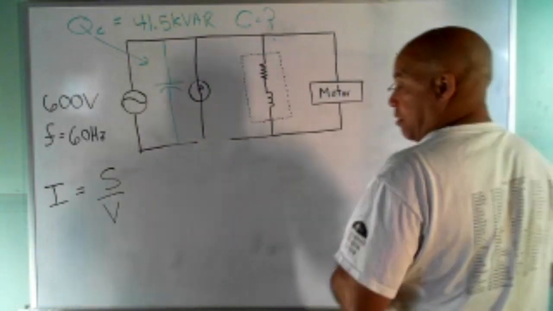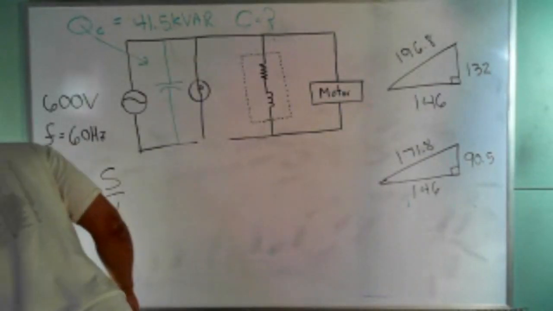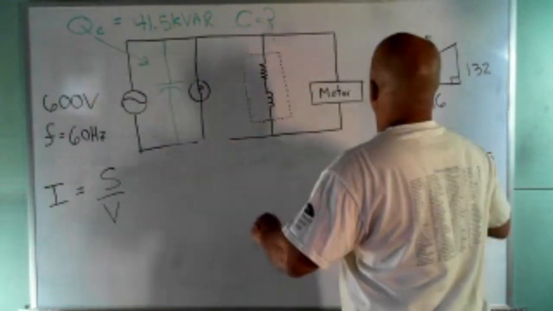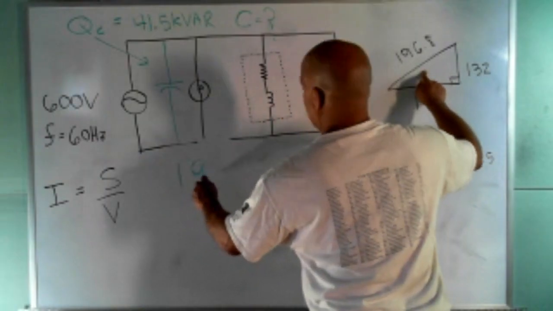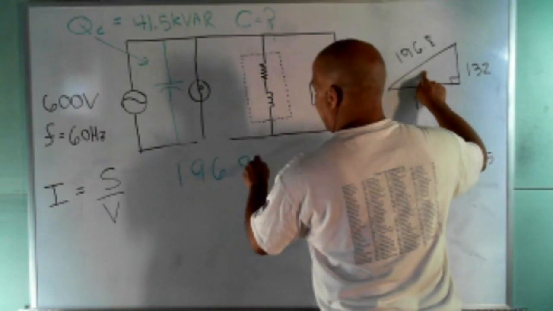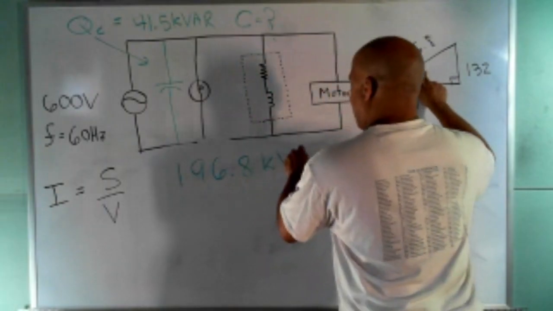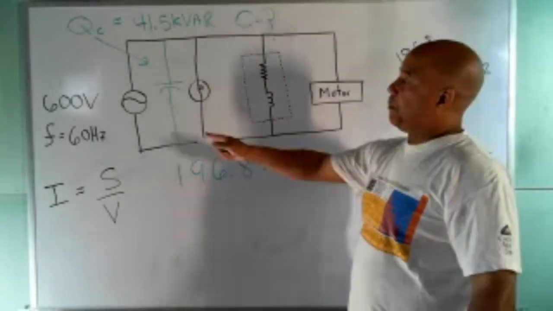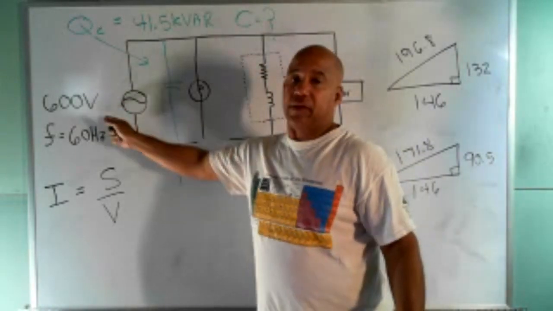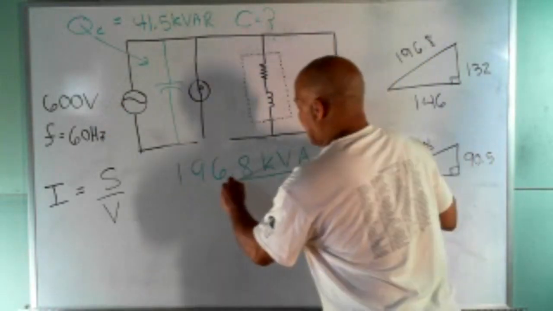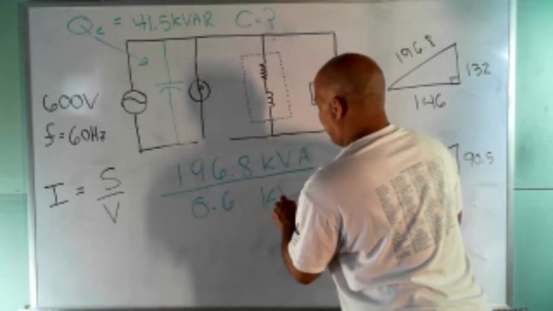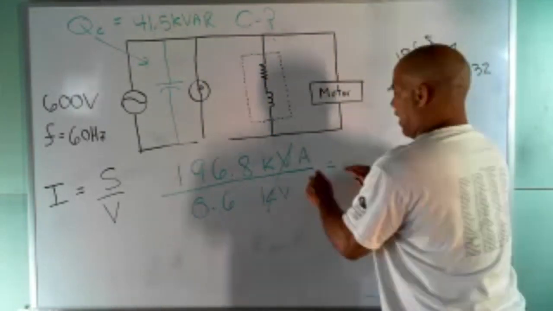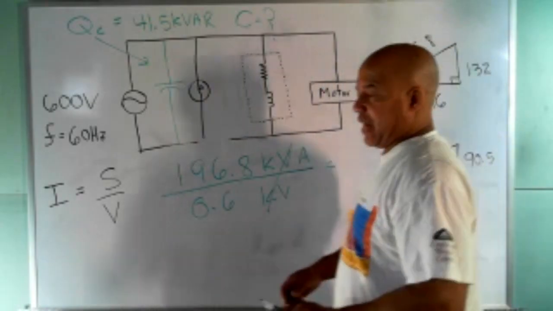For the first triangle, this one, we got 196.8 kVA. Now, since this is in kVA, I'm going to put this in kV so they cancel out. So I'm going to divide that by 0.6 kV, and that cancels out, and I have amps left. Somebody tell me what we got for current.